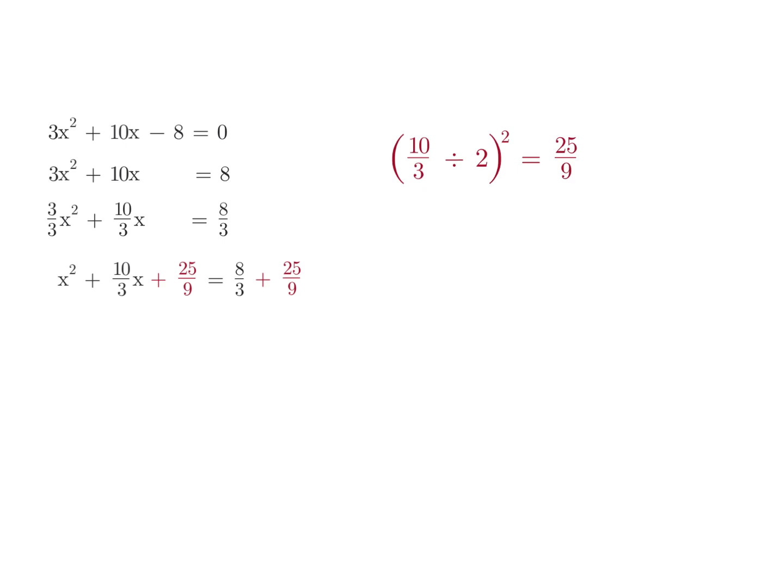First off, I force this into being a binomial square. The number that I got before I squared it is what the binomial is. So what was that number that we got before we squared it and got 25/9? 5/3. That's what goes in the binomial. The number that we got right before we squared it.